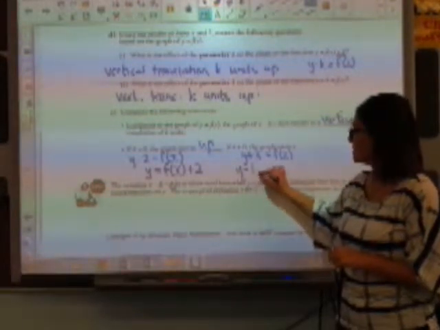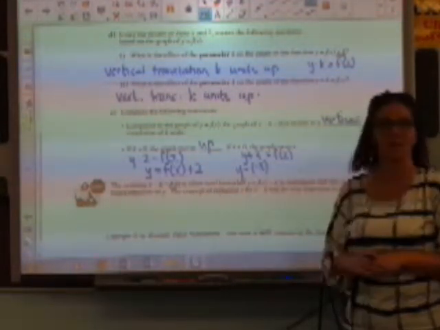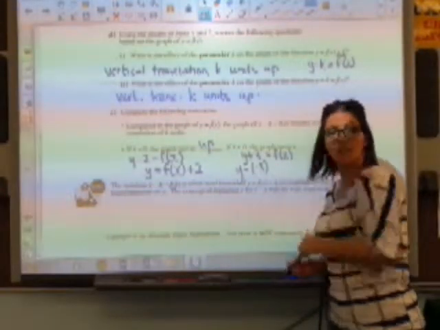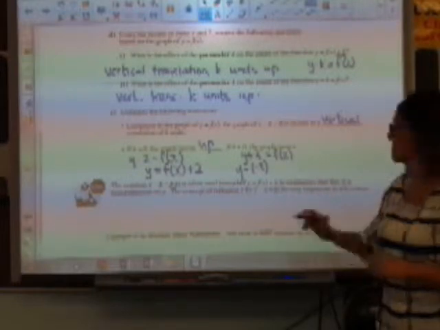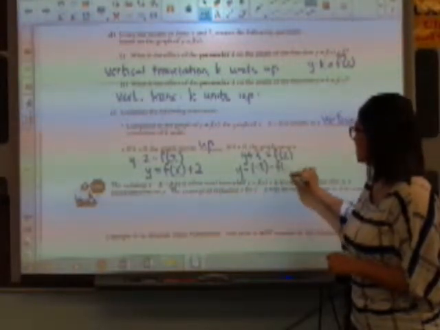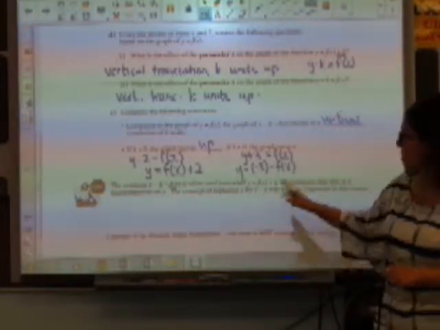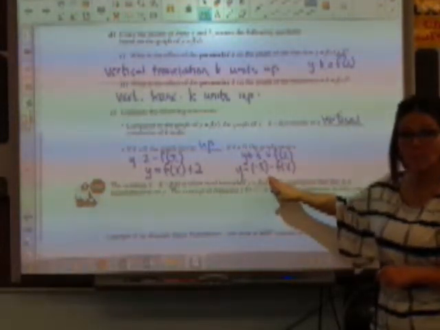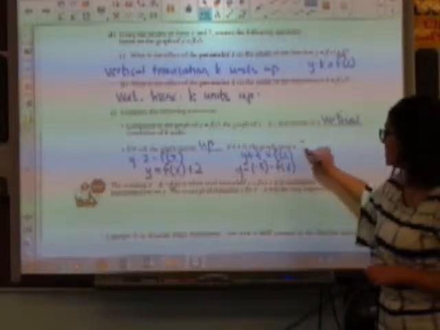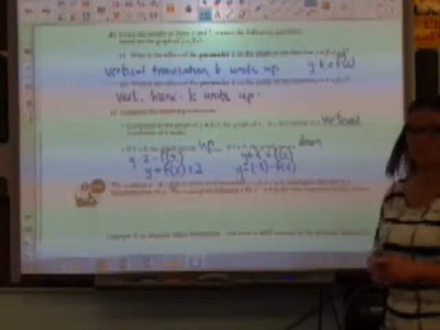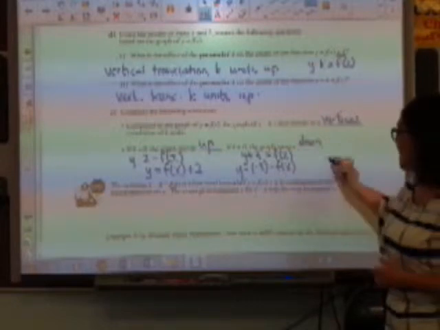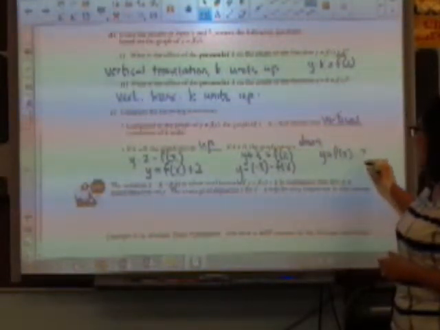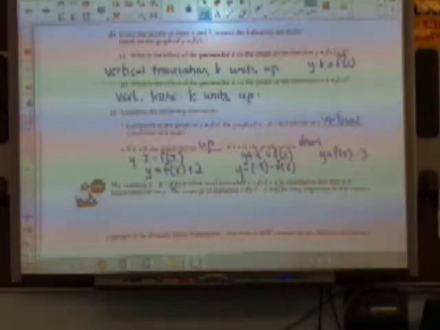Minus negative 3. Y minus negative 3 is the same thing as y plus 3. So there's my k is less than 0. This is a negative number. So that moved the graph down. And when I put it over onto the other side of the equation, I get y equals f of x minus 3, or minus k.